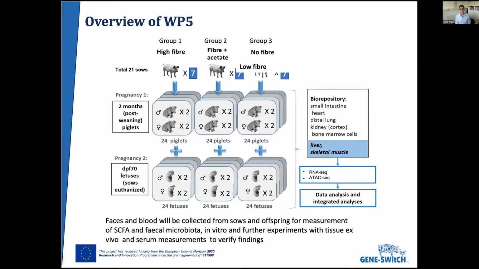The high fiber plus acetate generated the most acetate in the feces, the high fiber second, and the no fiber the lowest amount of acetate. These differences are about 2 to 3-fold, and they are at levels which in humans and in mouse studies have had physiological effects. So we hope in the future to see more from this.